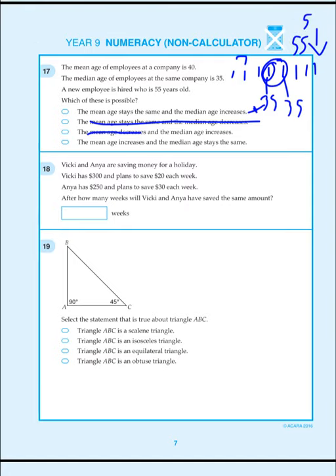But that doesn't mean that the median necessarily goes up. The median can stay the same, but the mean has to go up.